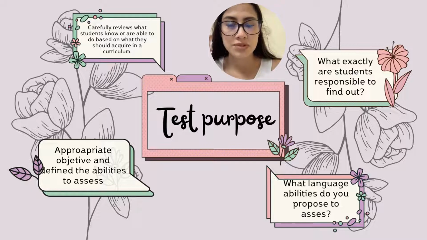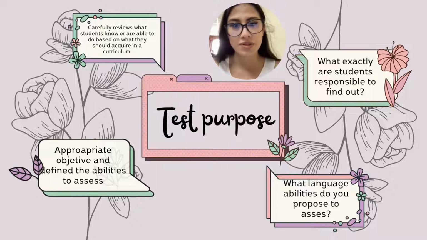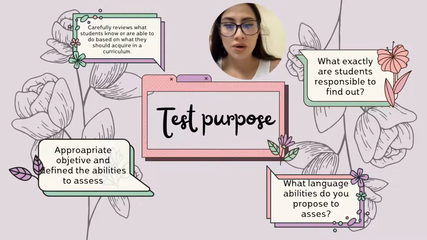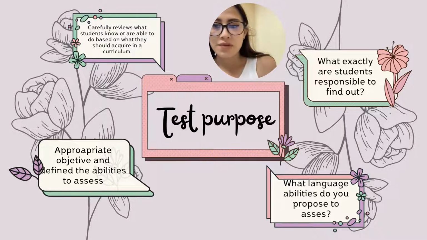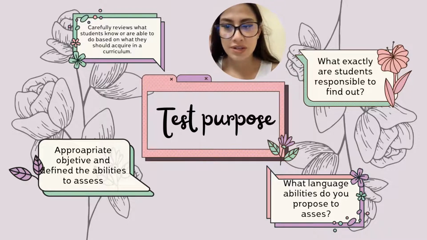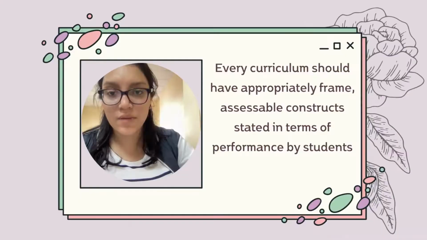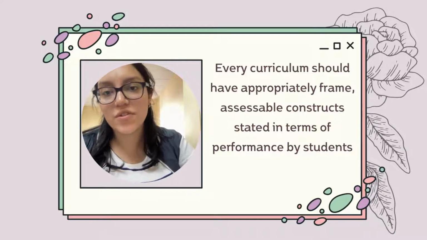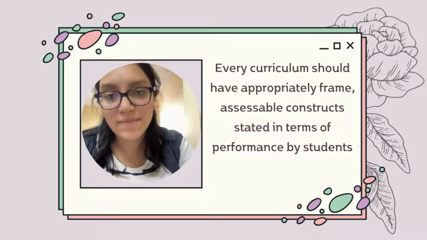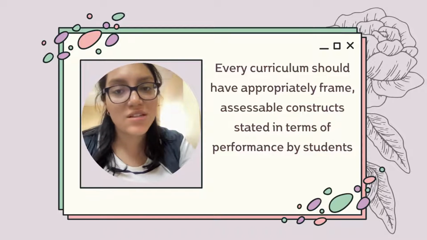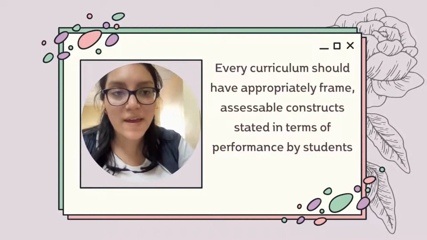Another way to obtain a proposal is to make some questions. For example, what exactly are the students responsible to find out, or what language abilities do you propose to assess? And finally, we have appropriate objectives and defining the abilities to assess, which is important and is based on the learner's needs. Okay, every curriculum should have appropriately framed, accessible constructs stated in terms of performance by students.